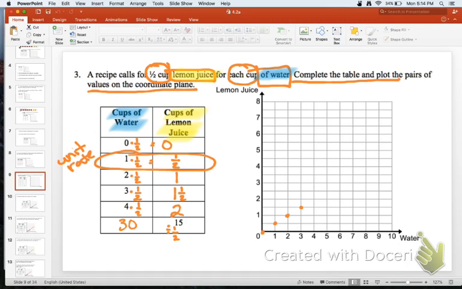3 goes to 1 1/2, and 4 goes to 2. Take your straight tool that you got in class and put in your line. Let's answer some questions about making this lemonade.